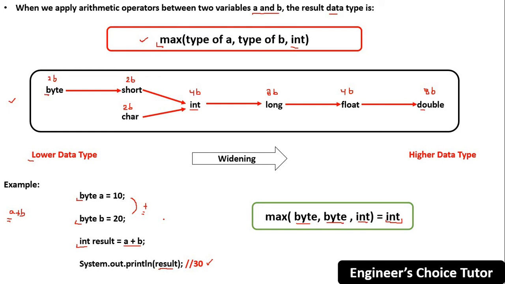But you might be thinking, okay, a is 10 and it is of byte type, b is also byte type, so why can't I take this as byte result is equal to a plus b? Why should I take int result is equal to a plus b? I don't believe this formula. Can you show me practically? What is the problem with byte? Okay, let me show you.